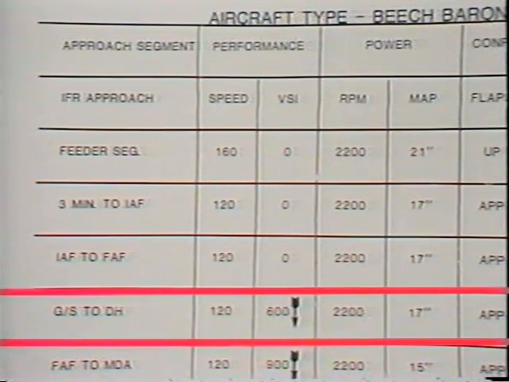Just the mere dropping of the gear will give us about 500 to 600 feet per minute rate of descent, and the airspeed will stay very close to the 120. We probably wouldn't have to touch the power at all. However, since we're trying to maintain a glide slope, and there are some variables here such as headwinds, tailwinds, updrafts, we may have to use the power to stay on the glide slope and keep the airspeed at 120.